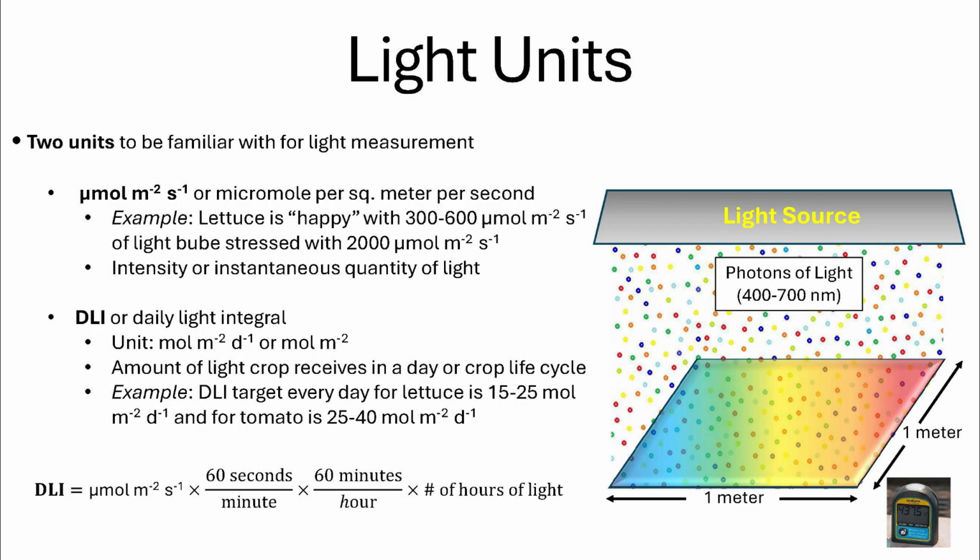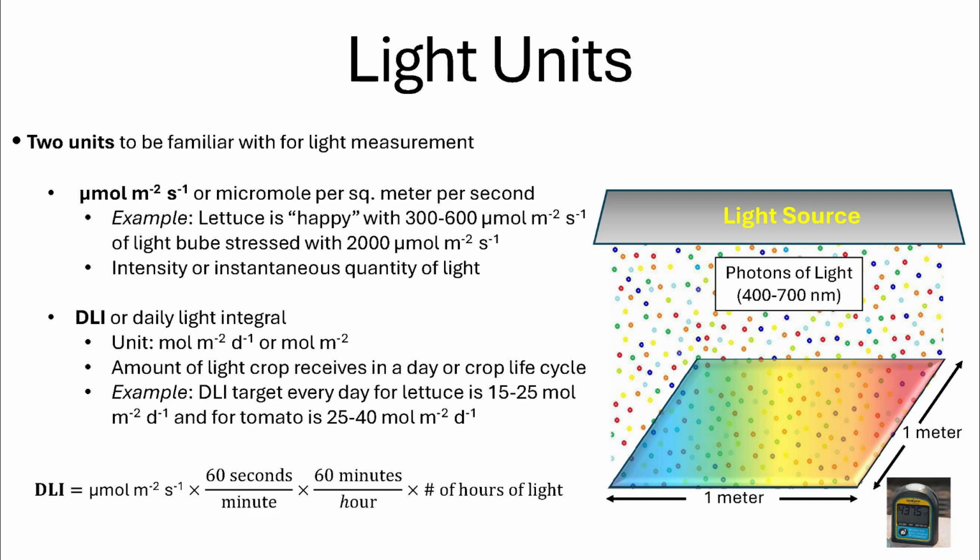So the two units that I mentioned earlier, there are two important ones. The first one is called micromoles per meter squared per second, which is what the sensor measures. And that gives you an idea of how bright or how dark your space is. So even now, outside, it's probably 100 times lighter than it is inside. And I'll get to that in a second.